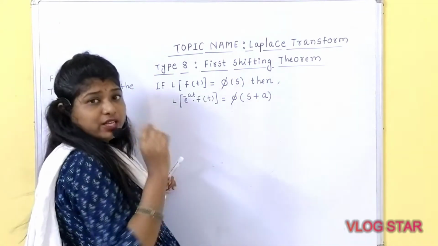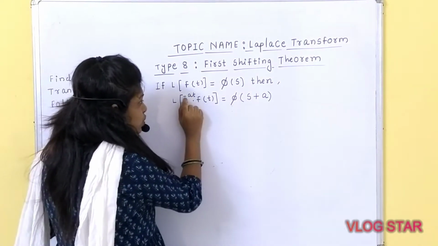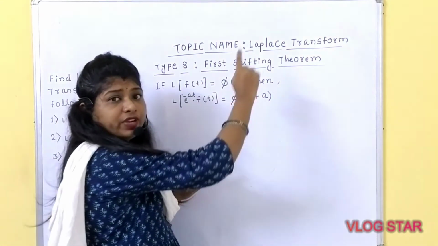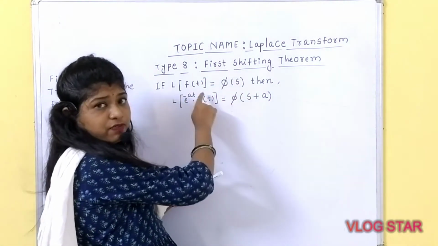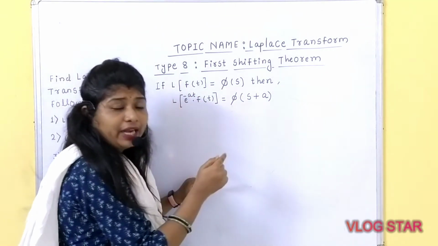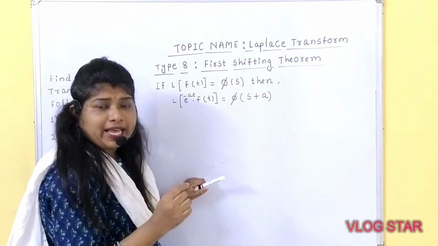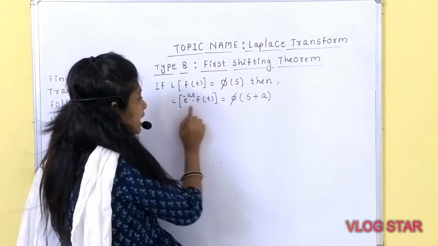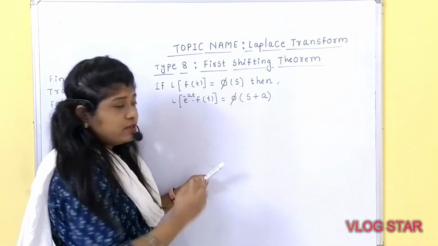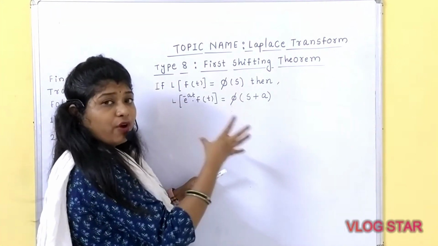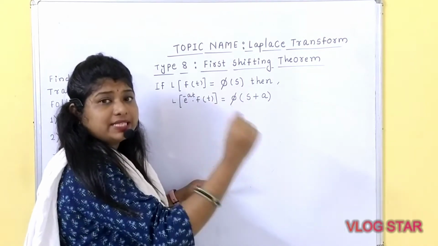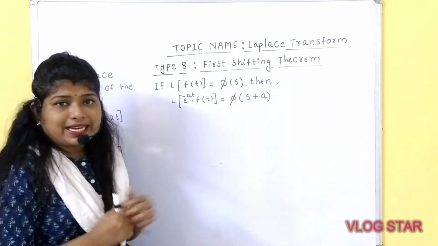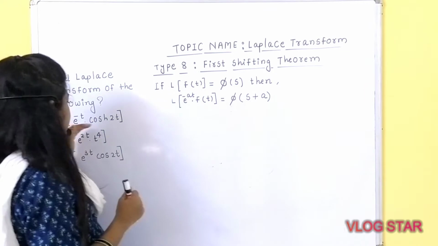You have to check the raised to term. Here it is e raised to minus a. If it is e raised to minus a, by first shifting theorem, whatever Laplace transform of f of t you get, in that you have to replace s by s plus a. If it is e raised to plus at, what would be your answer? It would be in the form of phi of s minus a. I hope you have understood what is first shifting theorem. To understand this concept, let's consider the first example.